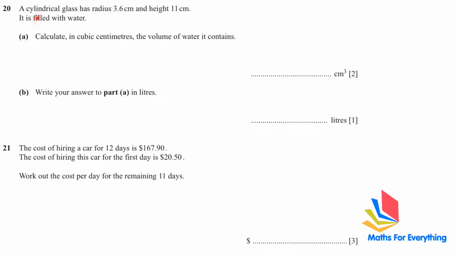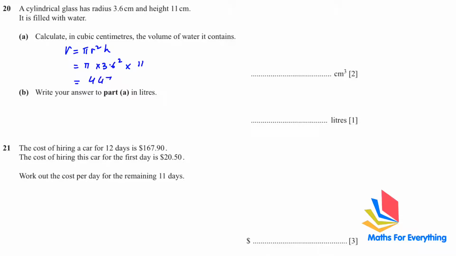Question number 20. A cylindrical glass has radius 3.6 centimeter and height 11 centimeter. It is filled with water. Calculate in cubic centimeters the volume of water it contains. To find the volume of a cylindrical shape, we use the formula pi r square h. R is the radius, which is 3.6, and h is the height, which is 11.